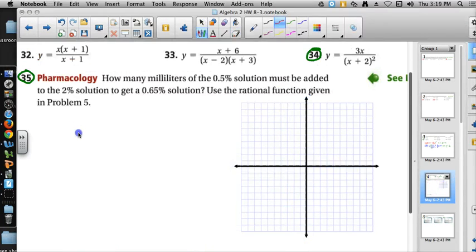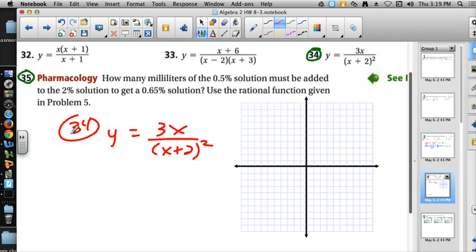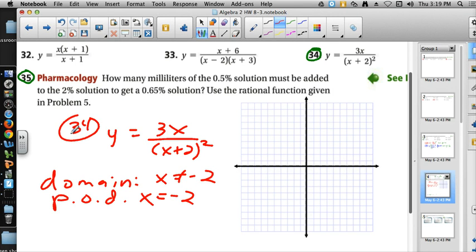Number 34 is already in factored form. So we'll go through this one again, thinking about the domain restrictions. Domain, again, the numbers that we cannot put in the denominator because they'll make us divide by 0, and that would be a -2 in this one. So x cannot equal -2. So points of discontinuity, x equals -2. And we cannot cancel that with anything in the numerator, so that is a non-removable point of discontinuity.